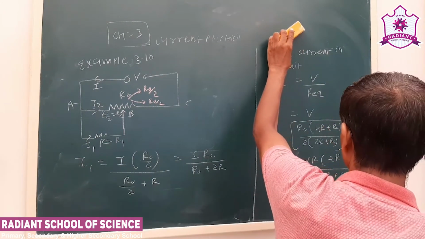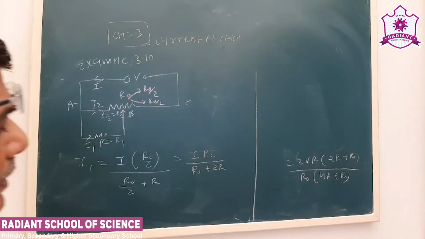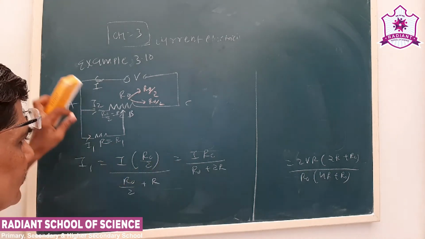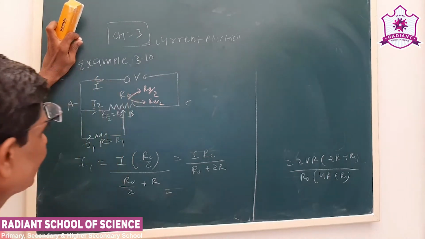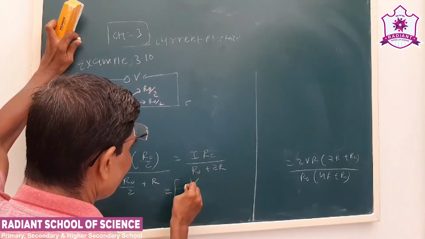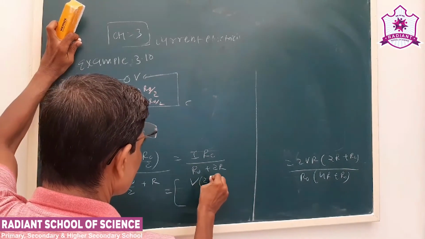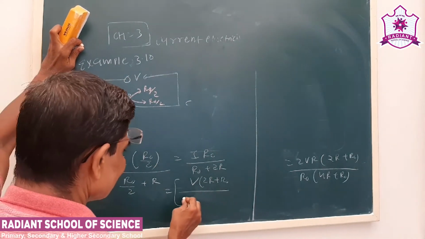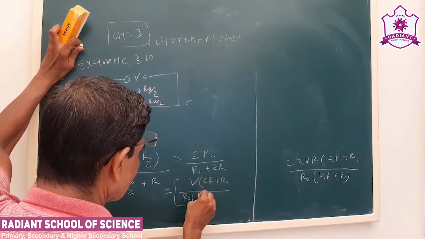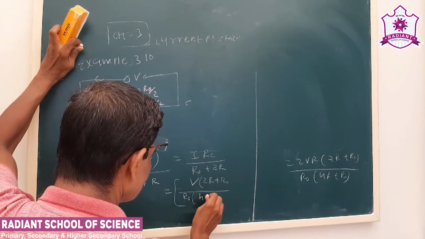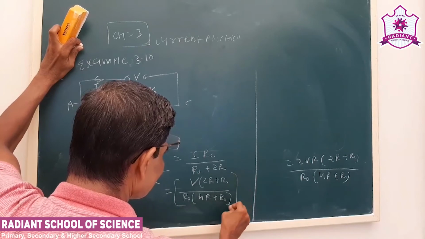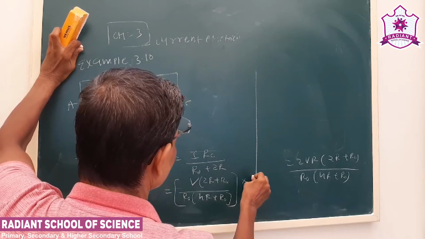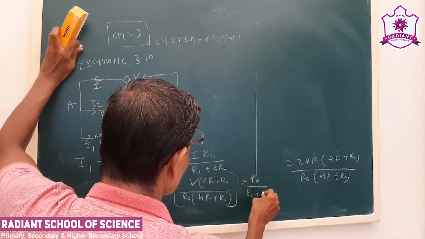Now we have to substitute the value of I now. I is V upon 2R plus R0 upon R0 4R plus... into this value here, R0 upon R0 plus 2.